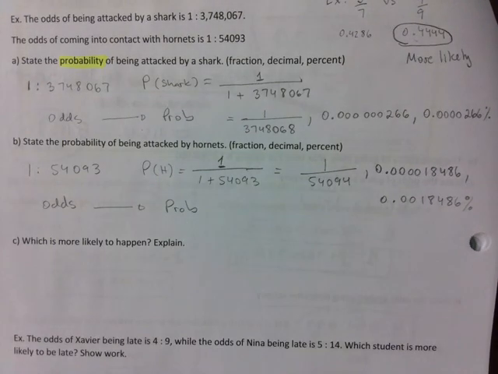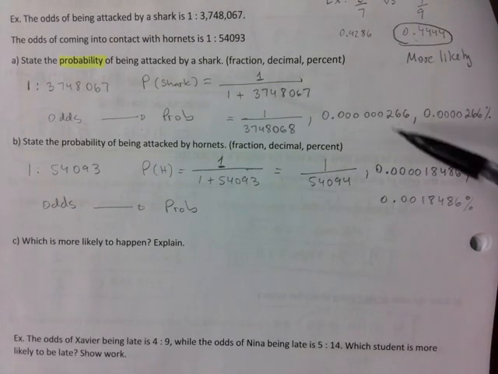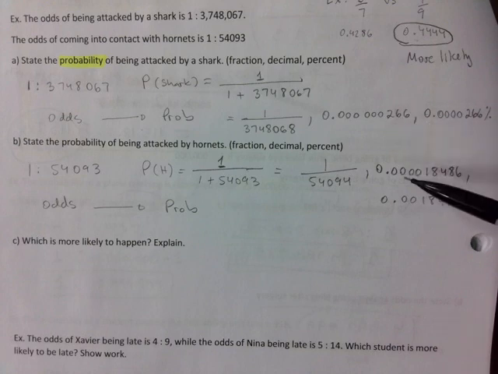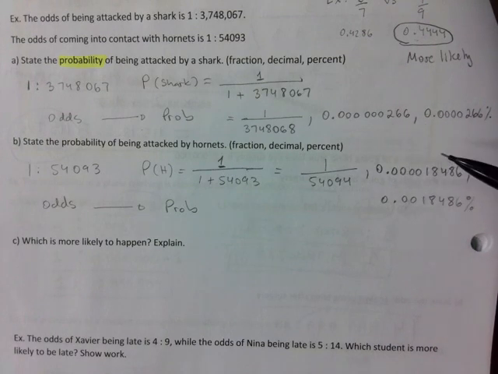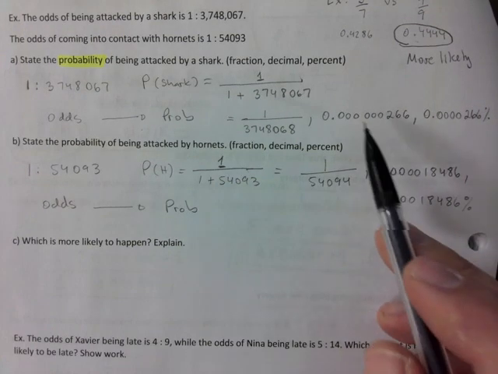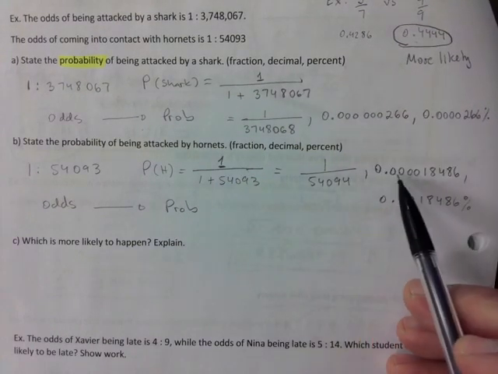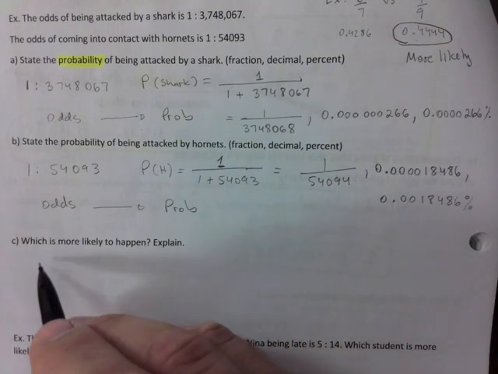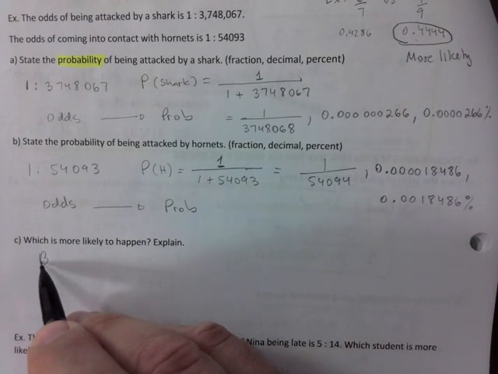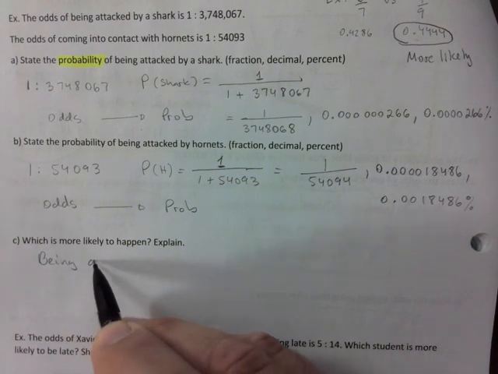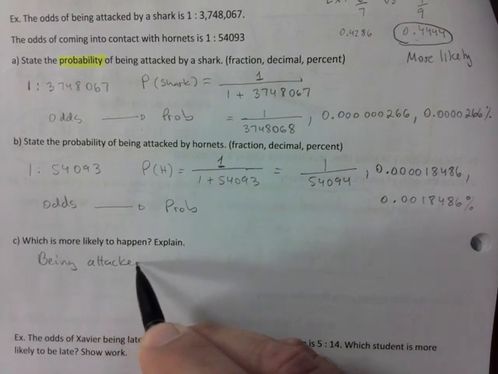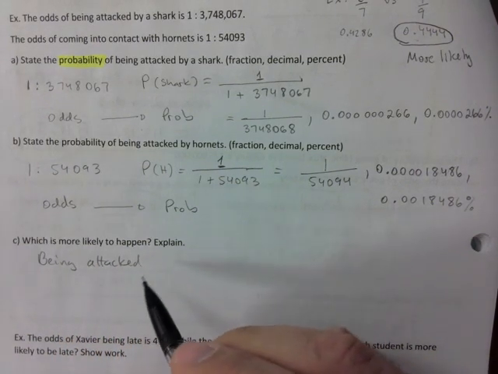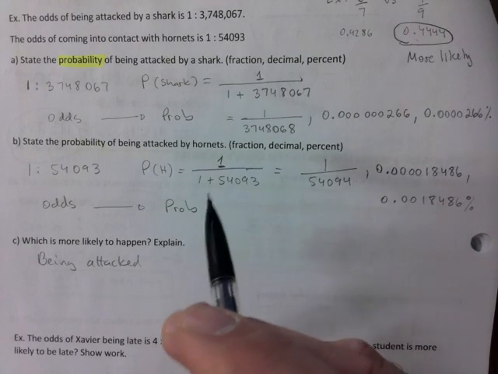Why did you pick such ridiculously small numbers, Mr.? Because I still need you to be able to determine which one would be the one that's more likely. And just place values, right? This has 6 zeros, this has 4 zeros, so this is the one that's more likely to happen, right? Being attacked, or coming into contact, sorry.